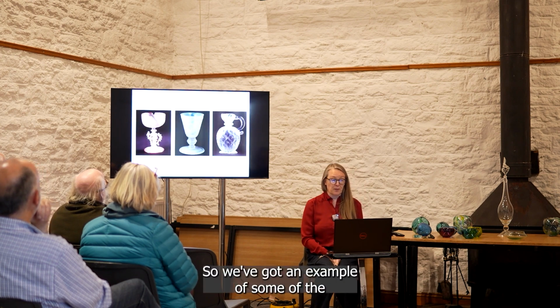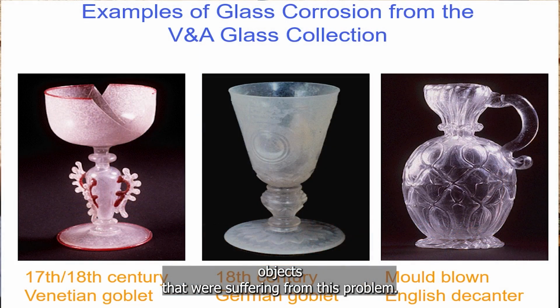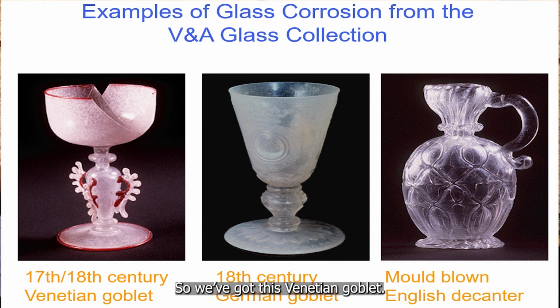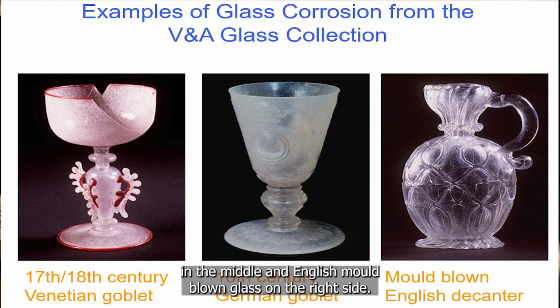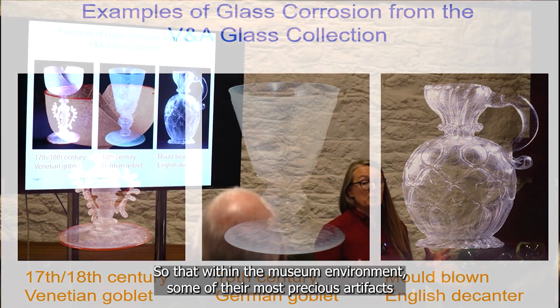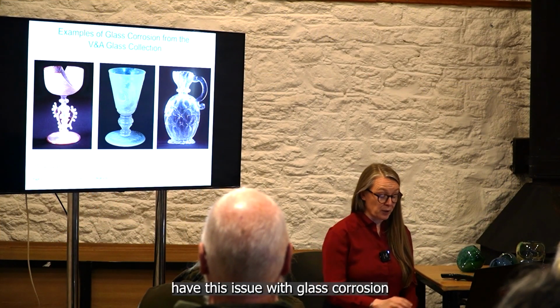So we've got an example of some of the objects that were suffering from this problem. You've got this Venetian goblet, the pink one on the left-hand side, the German goblet in the middle, and English mold-blown glass on the right-hand side. So within the museum environment, some of their most precious artifacts have this issue with glass corrosion.